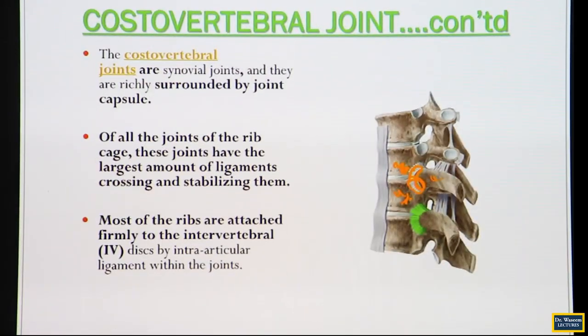These joints are again very important, and most of the ribs which are forming these joints, called the costovertebral joints, are attached with the intervertebral discs also. They are attached to the intervertebral disc by intra-articular ligaments, because here is the capsule. So inside the capsule they have ligaments, and these ligaments will attach them to the sides of the intervertebral discs here. The costovertebral joint is not simply costovertebral, but they are attached here to the intervertebral disc also through the intra-articular ligaments.